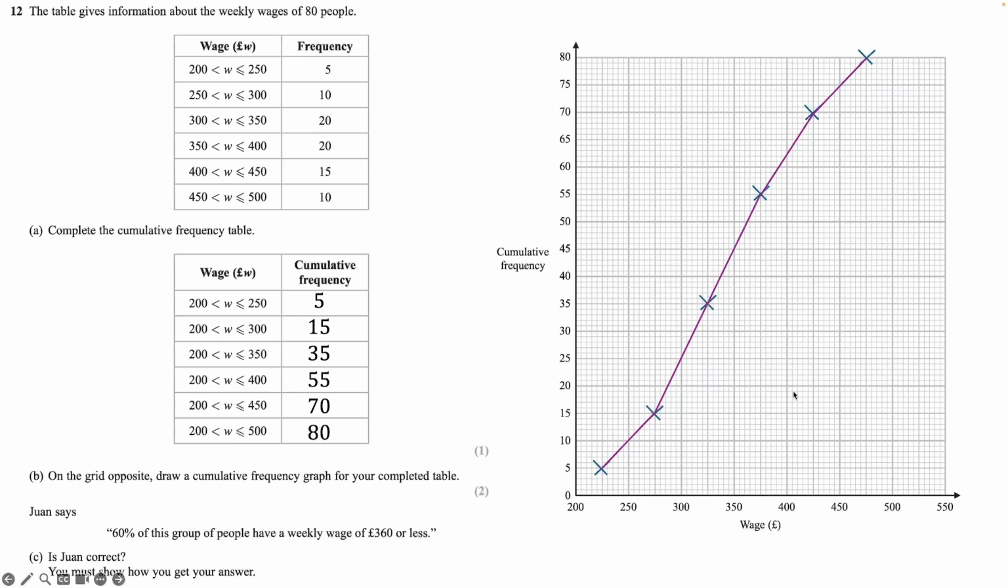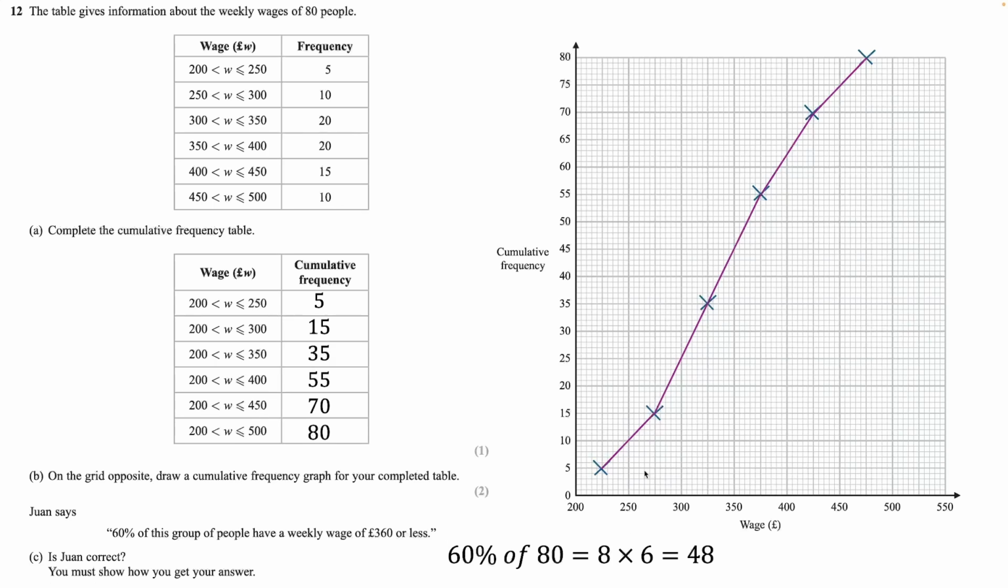Part C, Joanne says that 60% of this group have a weekly wage of £360 or less. Well, if we have 80 people, we need to think about what's 60% of 80. 10% would be 8. So to find out 60%, we do 8 times 6, which is 48. So we're saying that 48 people have a weekly wage of 360 or less.